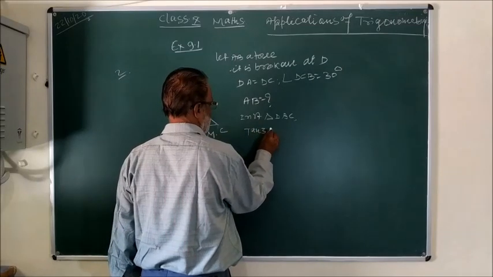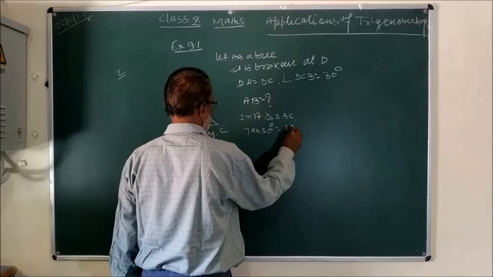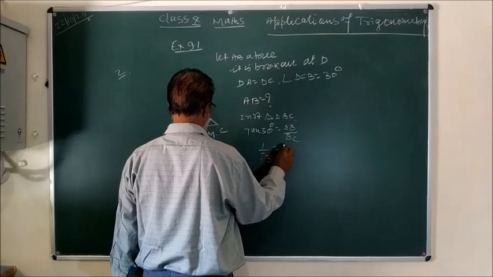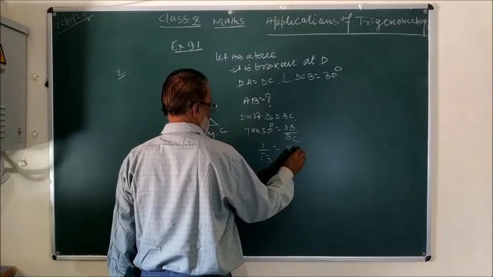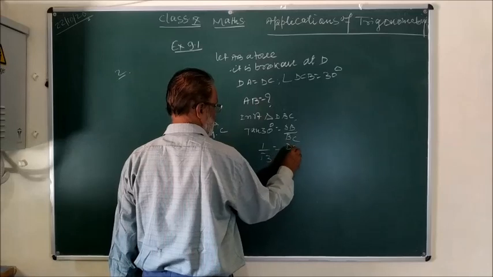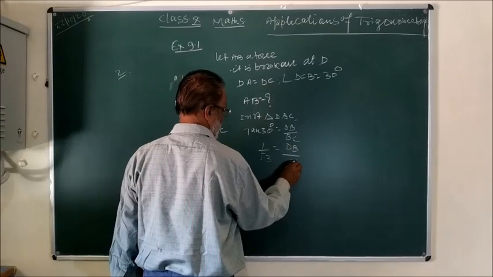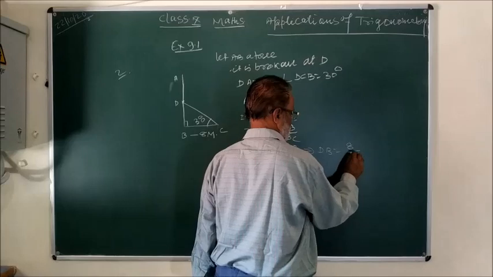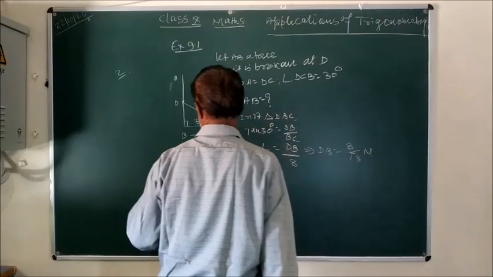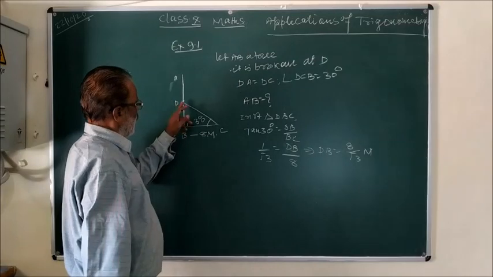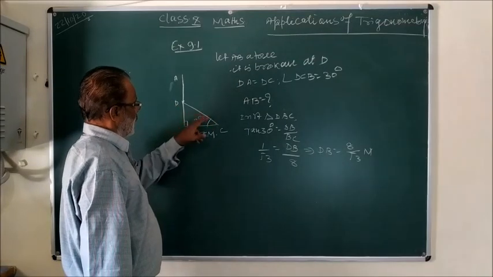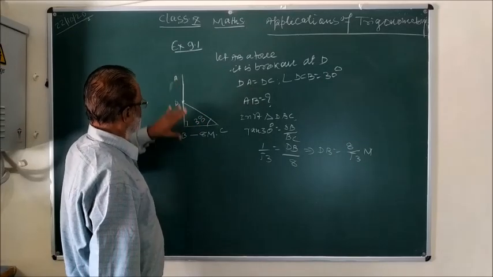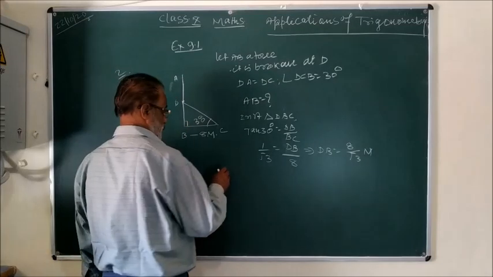So tan 30 degrees is equal to P by B, that is DB by BC. Tan 30 is 1 by root 3. You have to find DB, and BC is 8. By cross multiplying, DB is equal to 8 by root 3. Now you find DC, because if you find DC, that will be AD. And AD and DB you will add, so you will get the height of the tree.